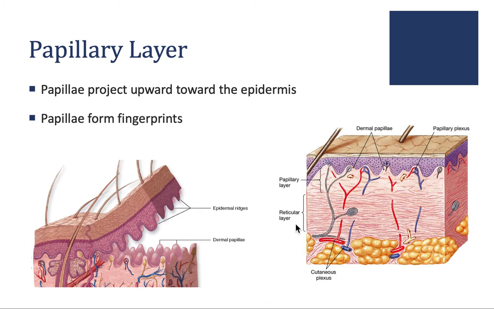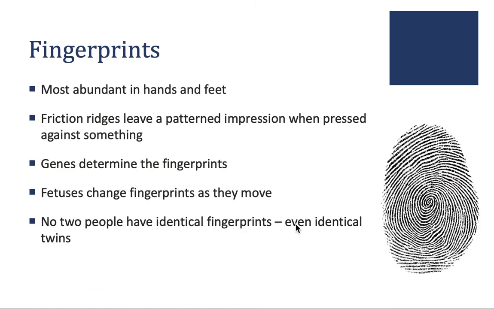So as I just mentioned, the papillary layer is made up of papillae, which project upward towards the epidermis. And these ridges are actually what form our fingerprints. So when we look at our fingerprints, we do have these papillae all over our skin. However, they're most abundant in our hands and our feet. What happens is there are friction ridges that leave a patterned impression. Our fingerprints are friction ridges that leave a patterned impression when we press them against something.